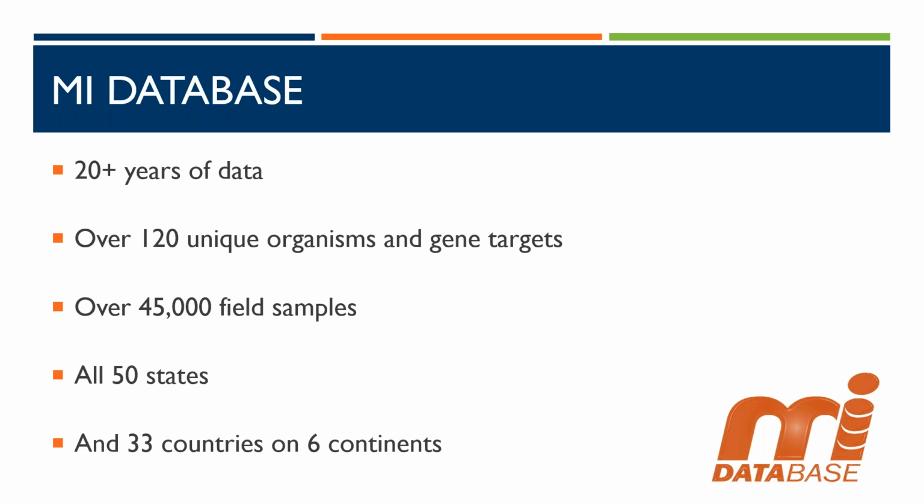And so a little bit about our database. As many of you are familiar, one of the unique things about Microbial Insights is that we've been working on this database for over 20 years. That includes over 120 different gene targets and 45,000 different field samples, coming from all 50 states and over 33 countries and 6 continents. So what that means is that we've collected all this data into one location, and you can bounce your numbers off of this database to determine, is it a high, medium, or low concentration?